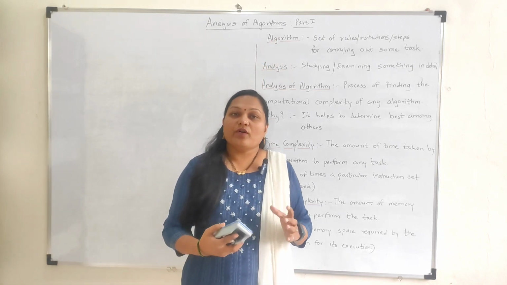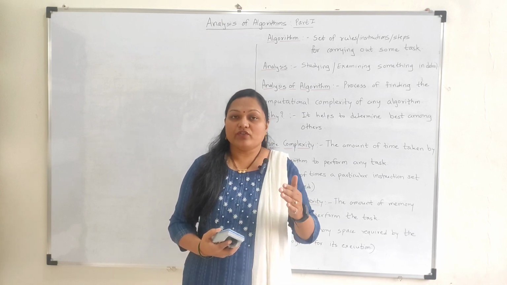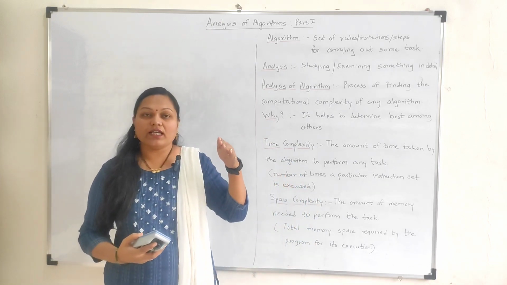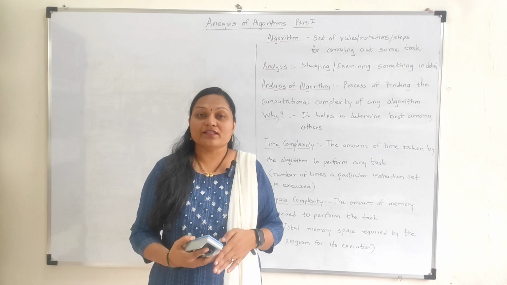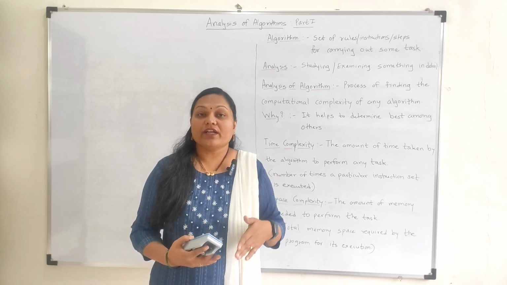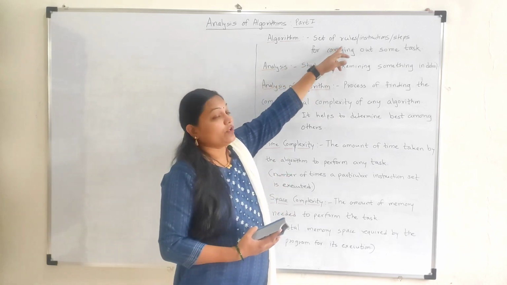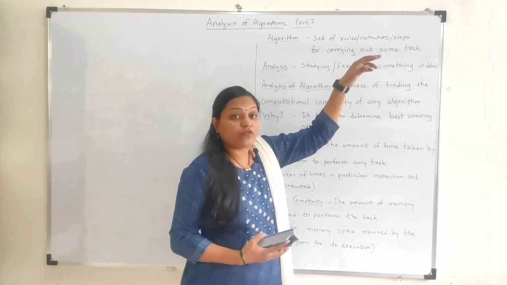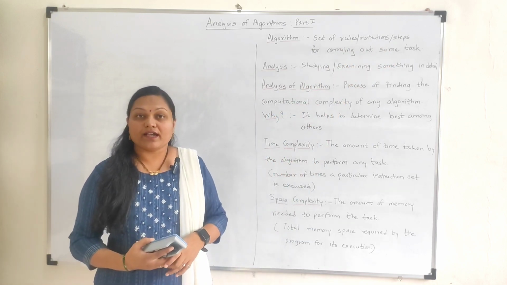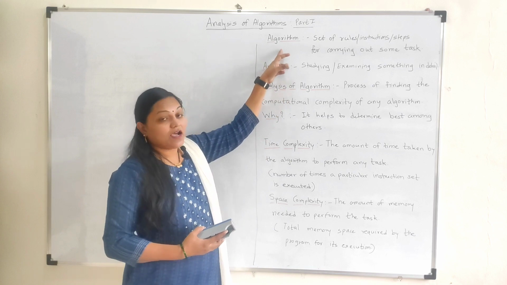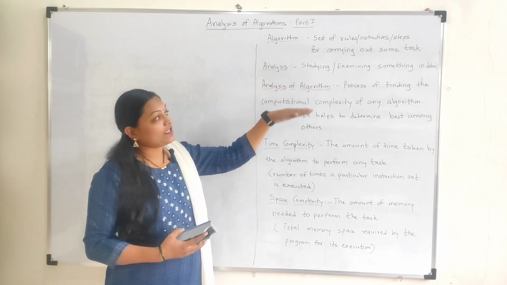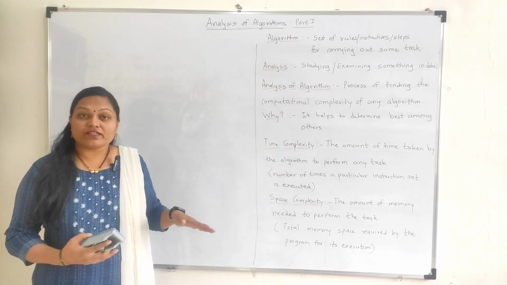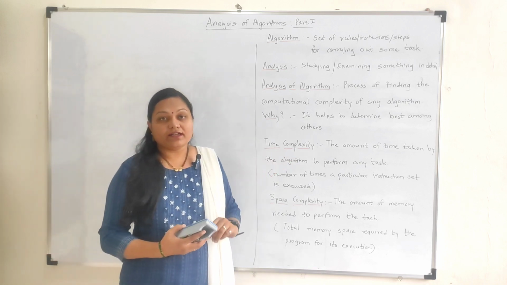So if you want to perform any particular task, what you need to do, you need to write down the different instructions, or different rules, or different steps for performing that particular task. That we can say is an algorithm. So sequentially you need to mention the different steps for performing that task.